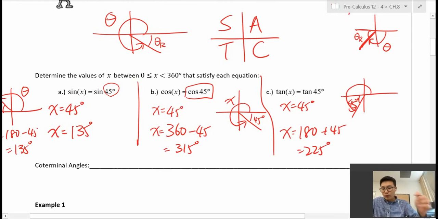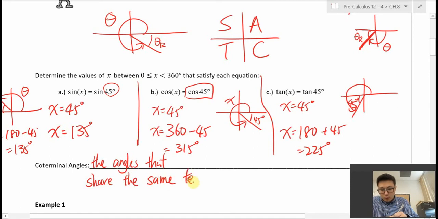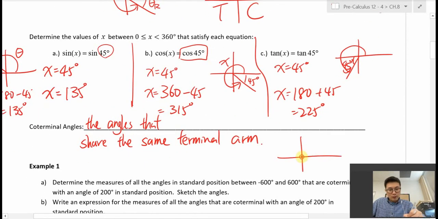Coterminal angles. You might have heard in pre-calc 11. I can't remember, but coterminal angles are simply the angles that share the same terminal arm. So if we look at the angle, let's say 45 degrees, a coterminal angle would be any angle that has the same terminal arm.